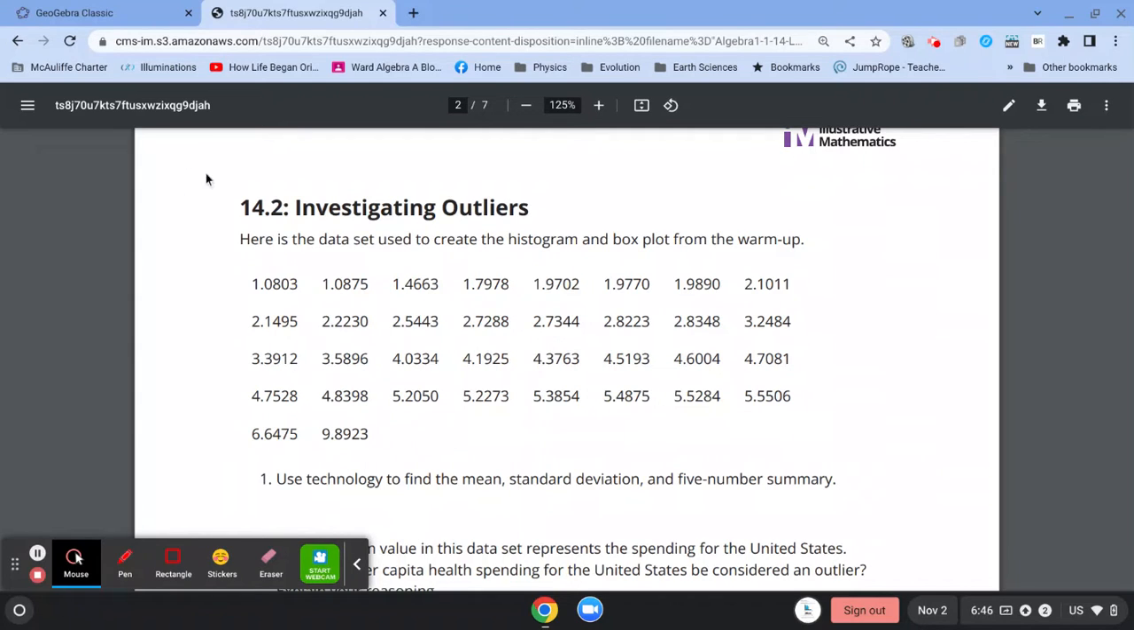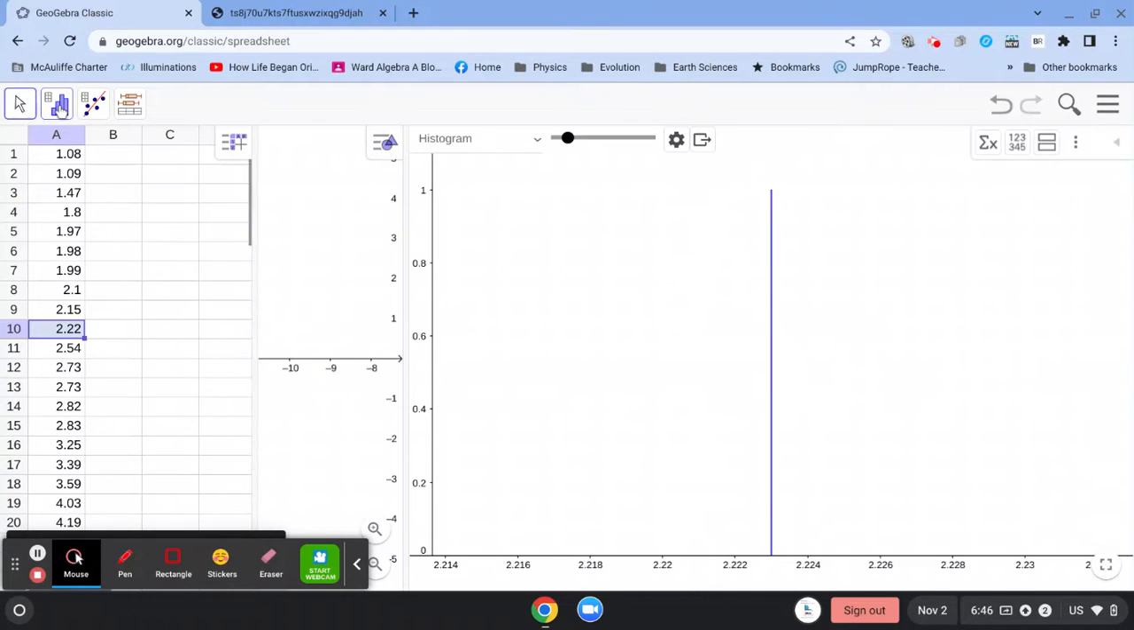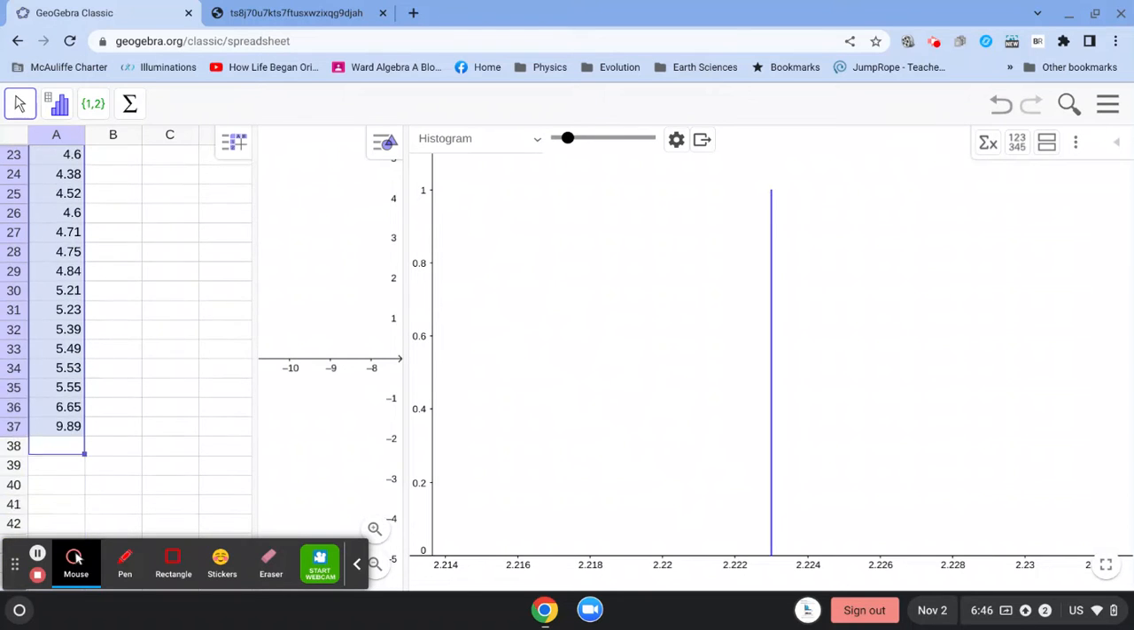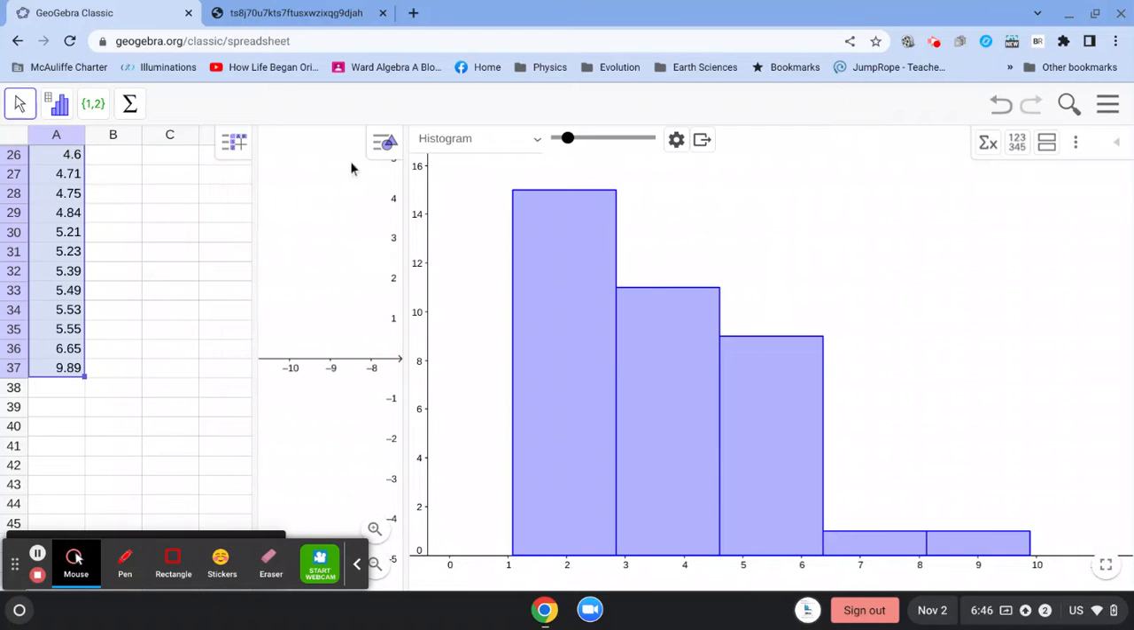I need to use technology to find the mean, standard deviation, and 5-number summary. So I click on this thing that looks like a histogram. It should give me one variable analysis. Oops, it's not. Oh, you know what I need to do before I do that? I need to select the data. Notice it gave me a histogram of one piece of data. Okay. So I've selected the data. Now I hit it. It gives me one variable analysis. I click one variable analysis.